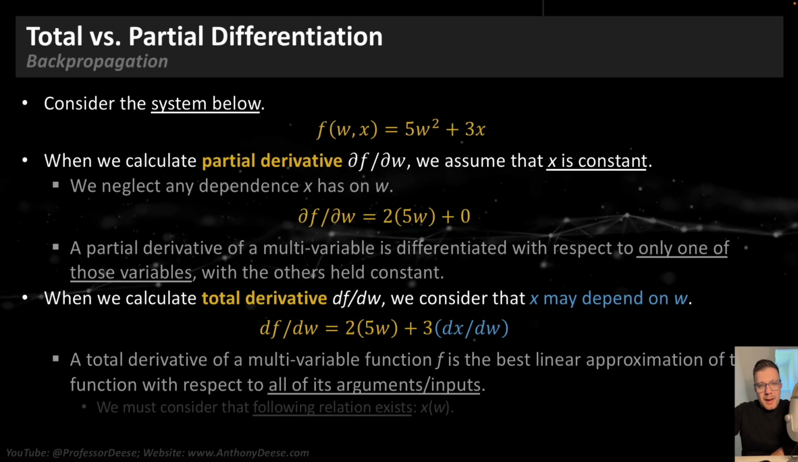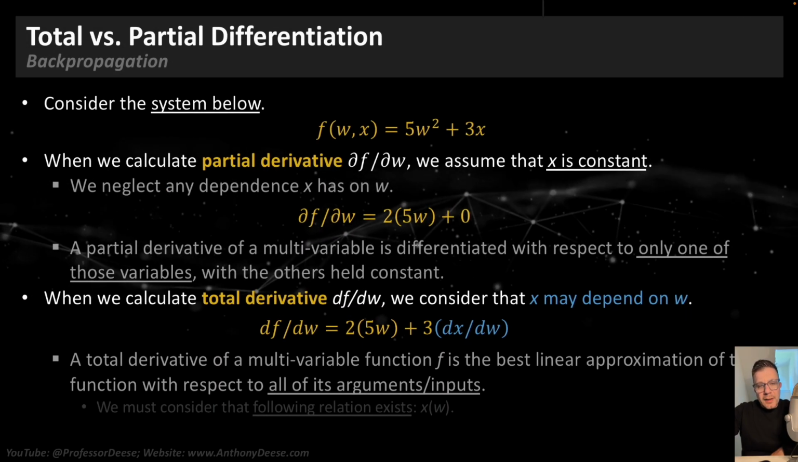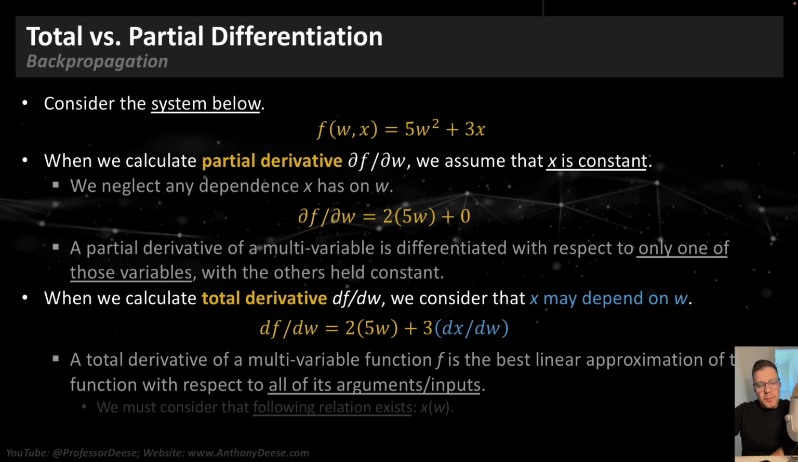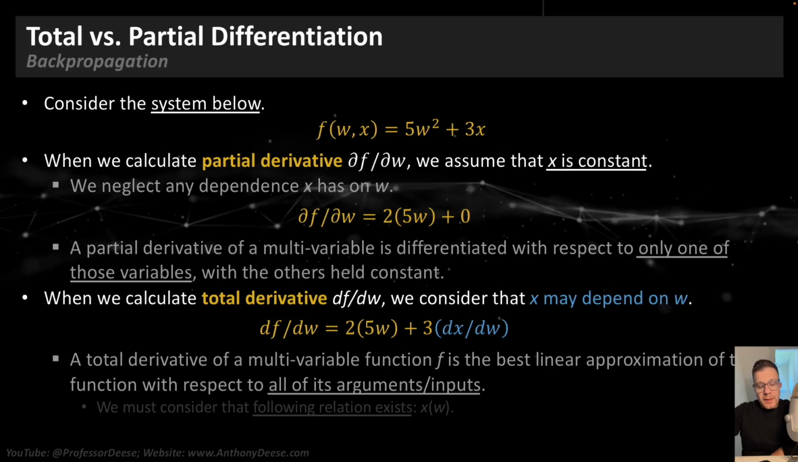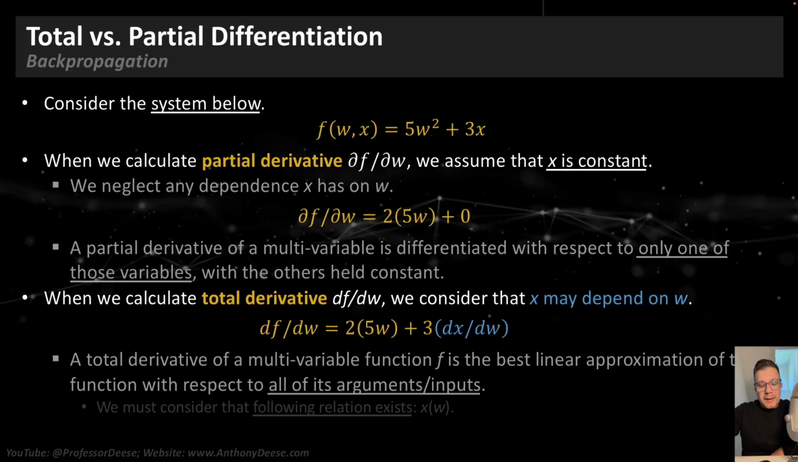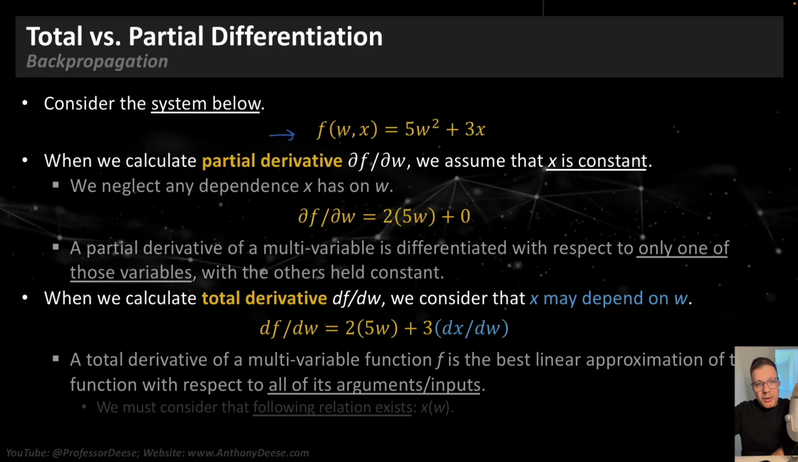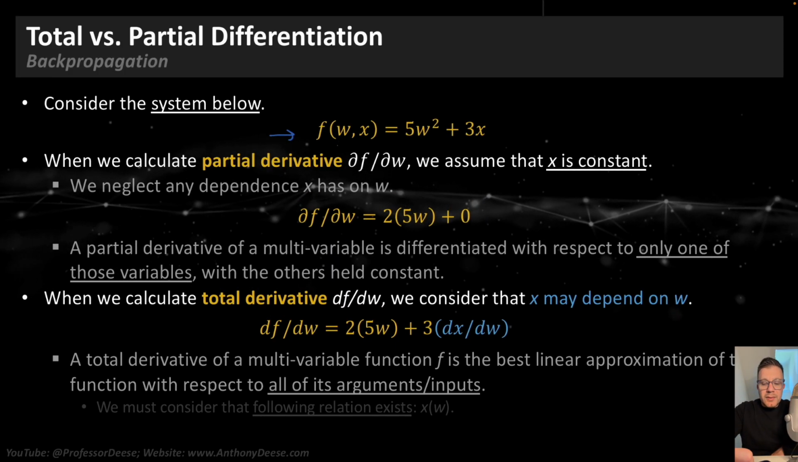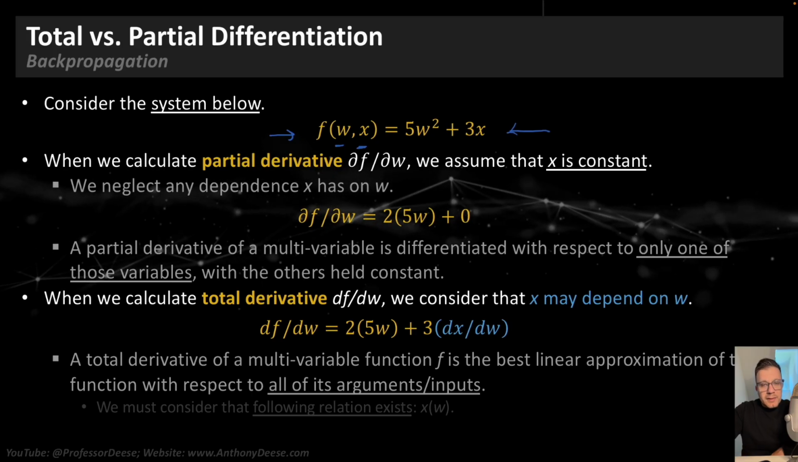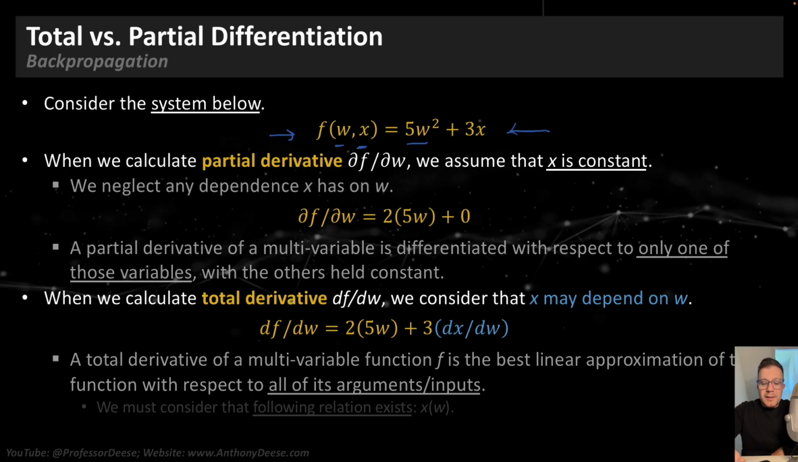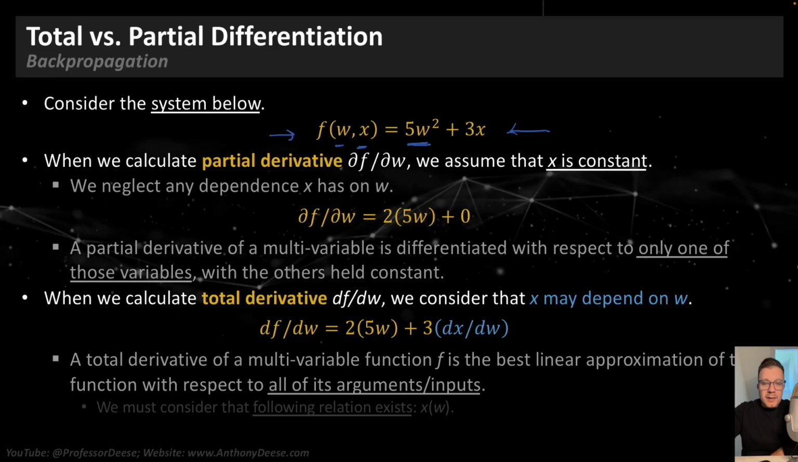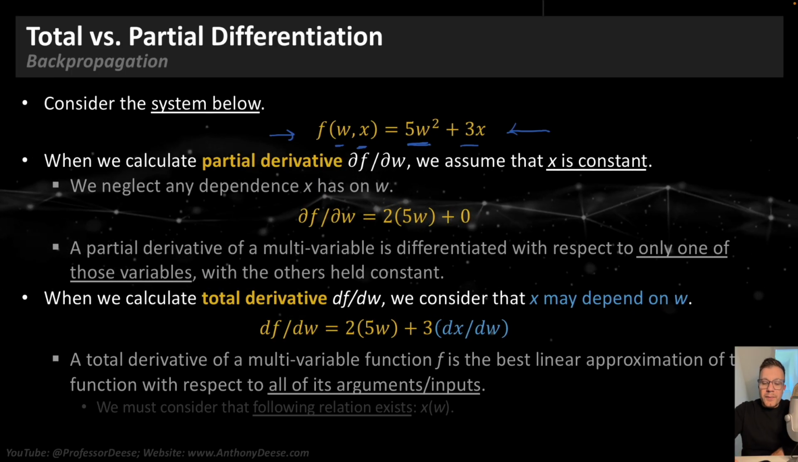Before we discuss the math and calculus behind backpropagation, I did want to take 1 minute to review total and partial differentiation, the differences between them, as well as how the chain rule may be applied to either. So for that purpose, let's consider the system shown here. We have a function of two variables, two arguments, w and x, and then we have this sample definition where f of w and x is equal to 5w squared plus 3x.